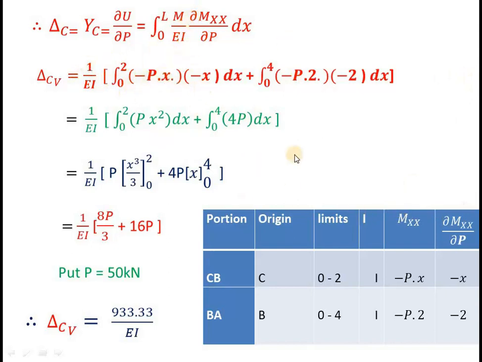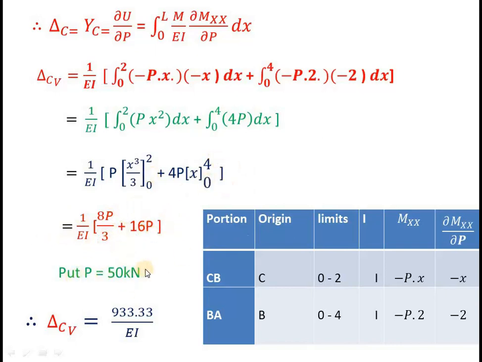So M is minus Px, and ∂M/∂P is minus x; you have to multiply these two into dx. Similarly for the second term, the integration limits are 0 to 4, so it is minus 2P into minus 2 into dx. If you simplify this, you will get Px squared here and 4P here, with limits 0 to 2 for the first and 0 to 4 for the second. If you integrate, P into x cubed by 3, and this becomes 4P into x. Substituting the limits 0 to 2 and 0 to 4, you will get the expression 8P by 3 plus 16P.